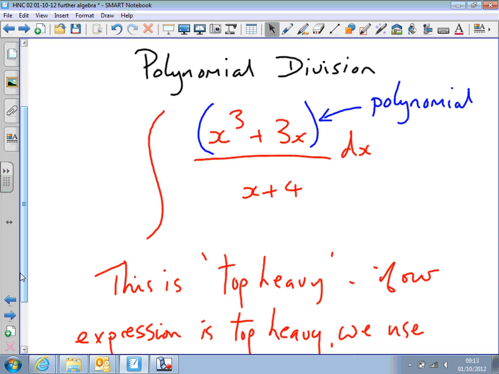Here's an example of it. Integrate x cubed plus 3x over x plus 4. That's a polynomial on top. So it's just a word we use for an expression that involves lots of powers of, in this case, x, but it doesn't have to be x. So if you've got an expression that involves all these things, it's a polynomial.